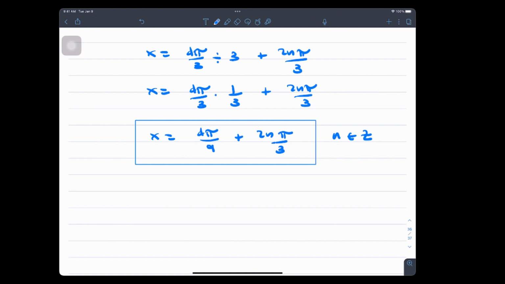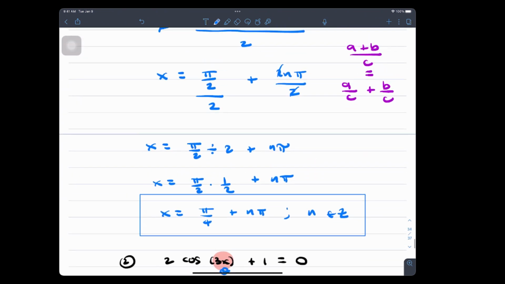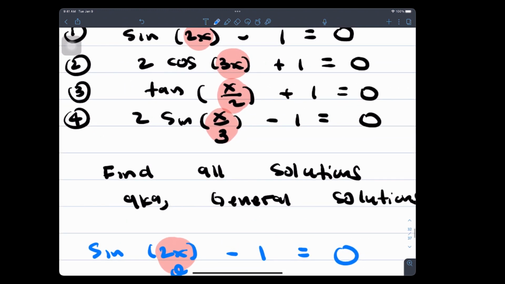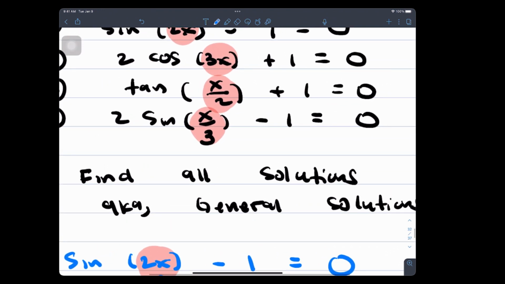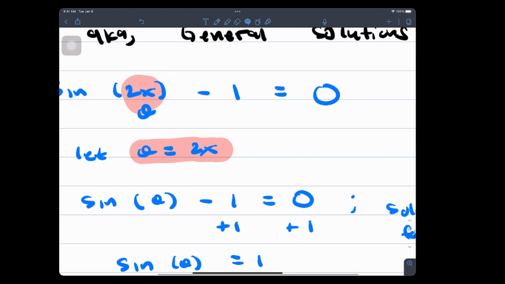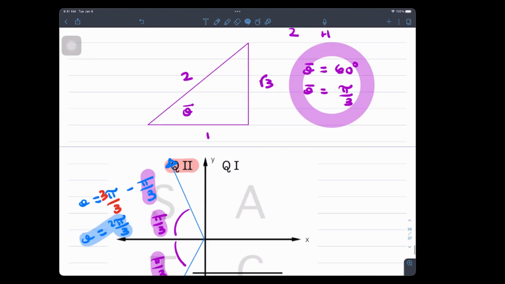So that's kind of, like I said, ladies and gentlemen, what happens when you have this situation. Multiple angles. And the same technique works if you have x over 2, like this fraction here. X over 2. Same thing works.